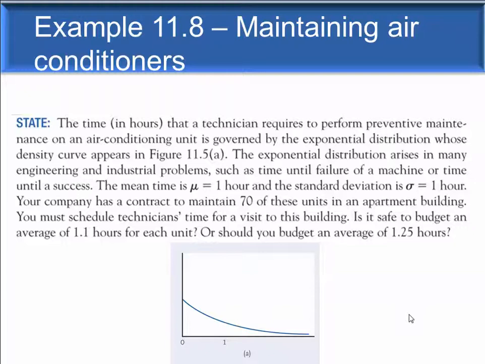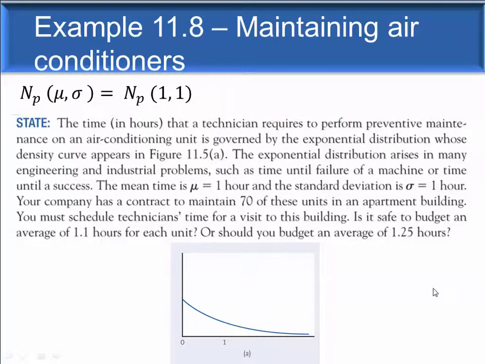68% of all air conditioners are going to be repaired between 0 and 2 hours, which means there is a percentage of air conditioners that are going to take more than 2 hours to repair. So we've got to figure out a nice safe average time to budget. We're going to figure out the chance that it's going to take 1.1 hours, and the chance it's going to take 1.25 hours, before we make our decision.